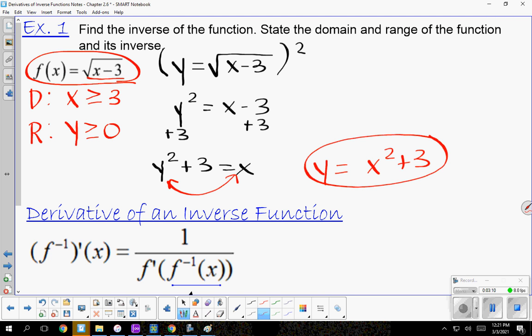And then my new domain is my original range. So I can say my new domain is going to be x anything greater than or equal to 0. And then my new range is going to be my old domain, so y can be anything greater than or equal to 3. Okay? So the only reason we did that is just to show you how to find it. We first had to isolate this x, and that's not always possible.